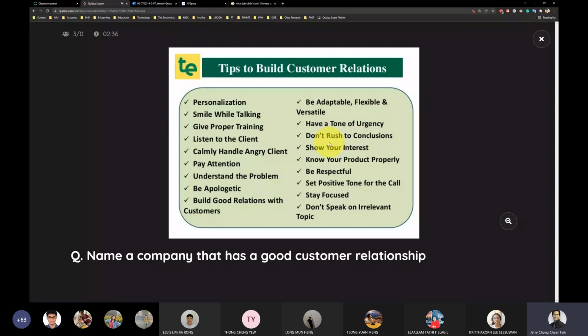For example, they do personalize a lot of their services. They smile while they talk. They give proper training. They listen to the clients very well. They calmly handle angry clients. They are very apologetic. They understand what the problem is. So there's a lot of different aspects that you can incorporate in order to do so.